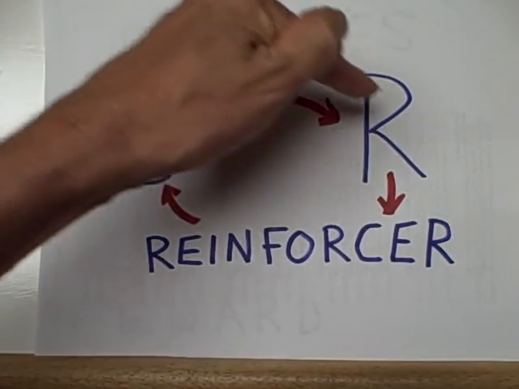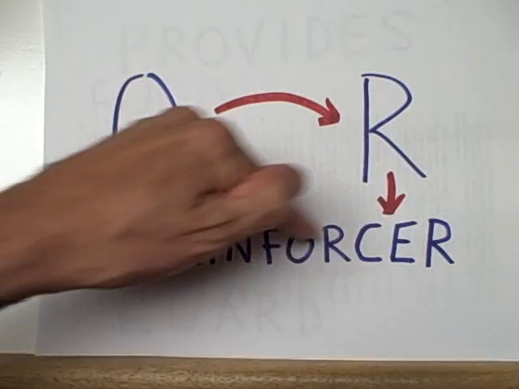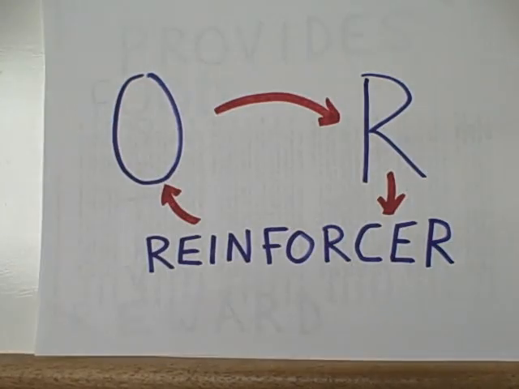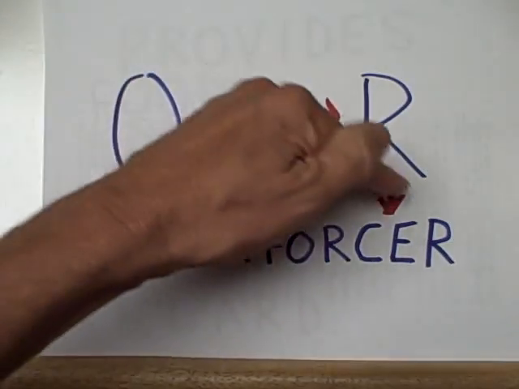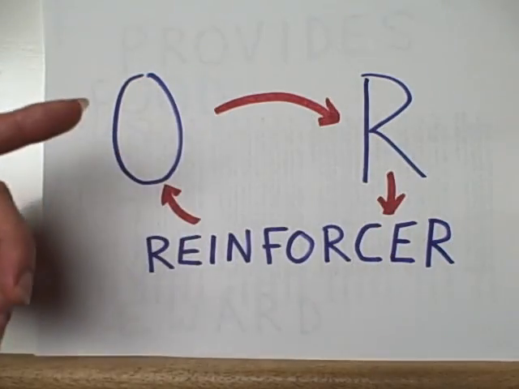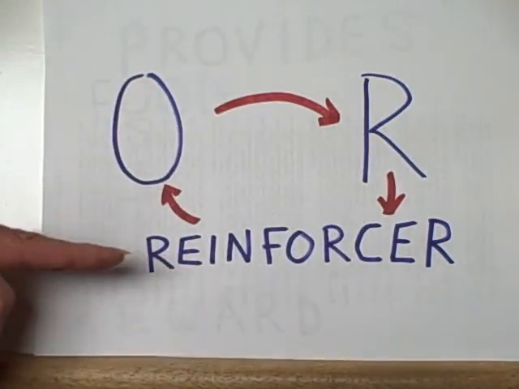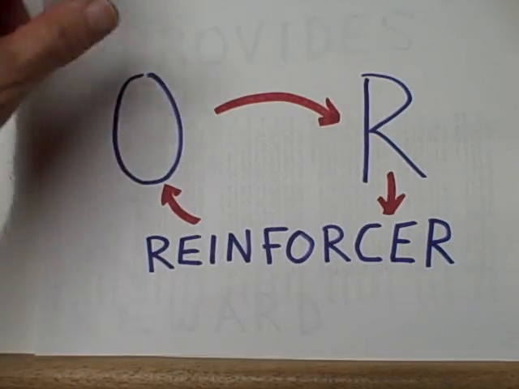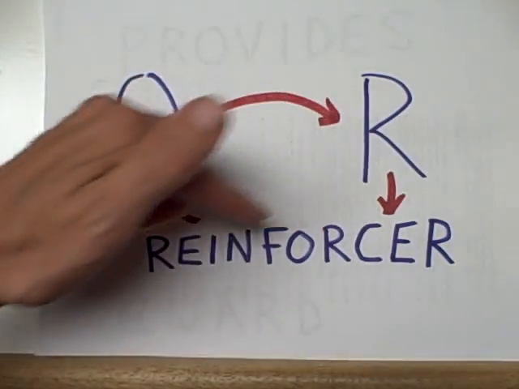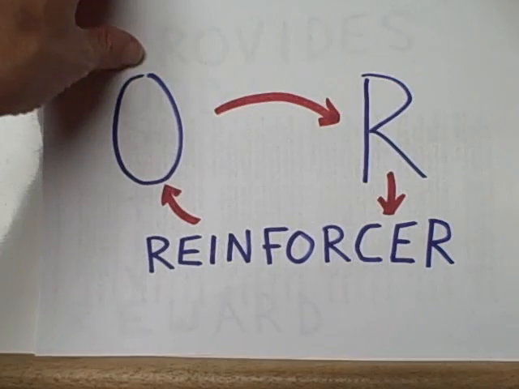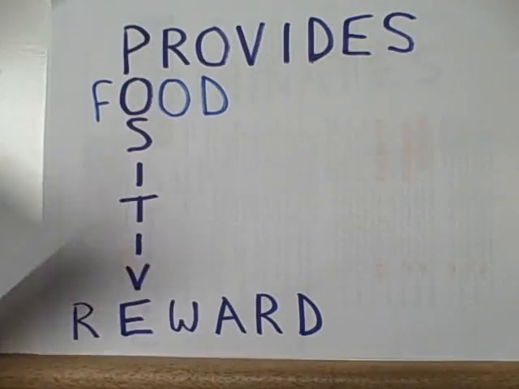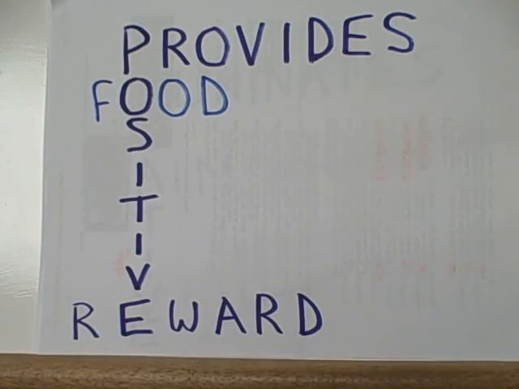An organism emits a certain response, and then something changes in the organism's environment. Either something is provided, like food, or something is taken away, like pain. And that's a reinforcer that makes the organism more likely to emit the same kind of response in similar situations in the future.